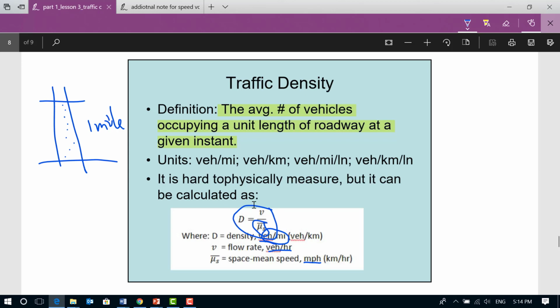And for volume, we have different volume measuring devices, and for speed, we have different speed measuring devices. But for density, it's very hard to measure because you need very large devices at a very high level. For example, a helicopter takes a photo covering 1 mile, and then you count the number of vehicles in between. So it's relatively hard to measure the density. However, we can use this relationship to calculate the density.